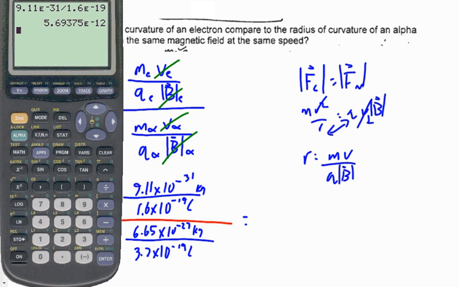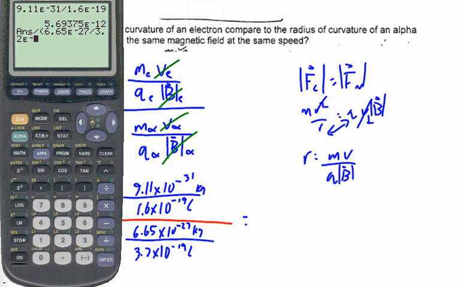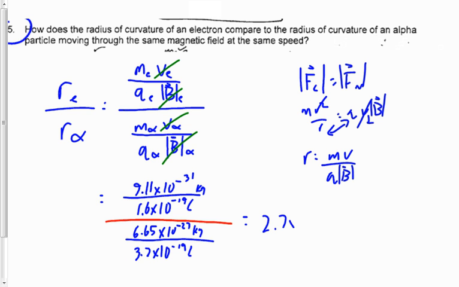Let's get that number, and then let's divide that, use some brackets, by 6.65 times 10 to the minus 27, and divide that again by 3.2 times 10 to the minus 19. That gives us 2.7 times 10 to the negative 4. What's the ratio? 2.7 times 10 to the minus 4 to 1.